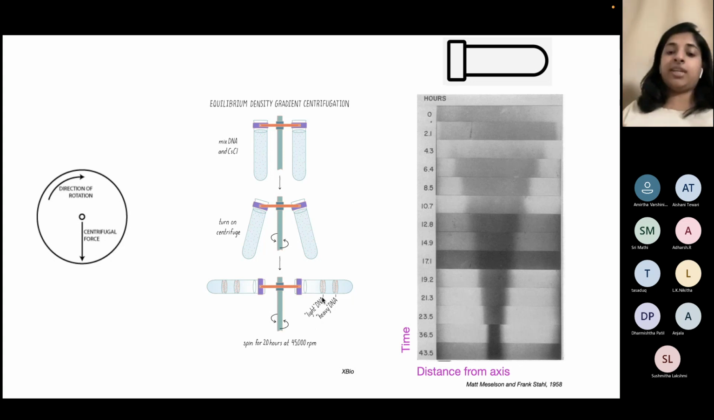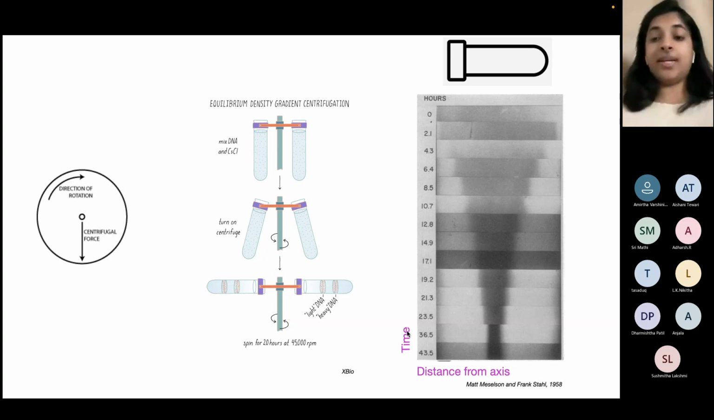So if there is a heavier DNA molecule, it will go towards the bottom of the tube. And if it's a lighter DNA molecule, it will stay towards the top of the tube because that is the region which matches its density. So this is what happens in the experiment. And what they did was fairly simple.